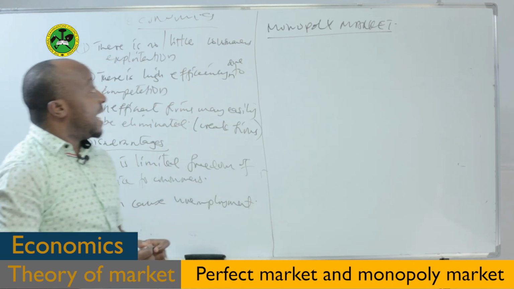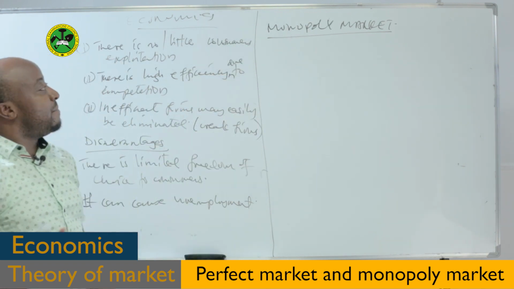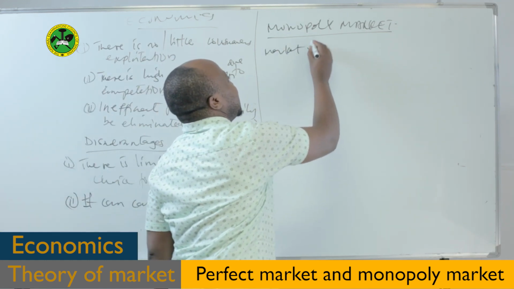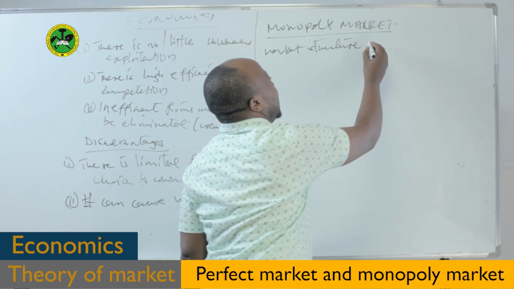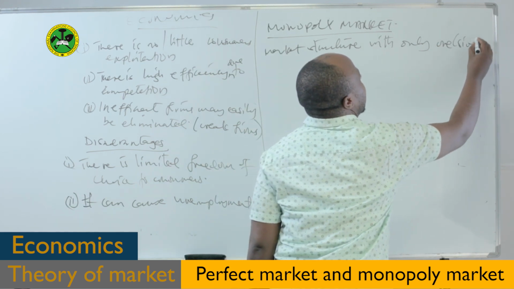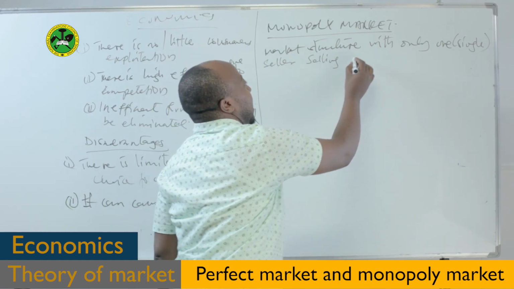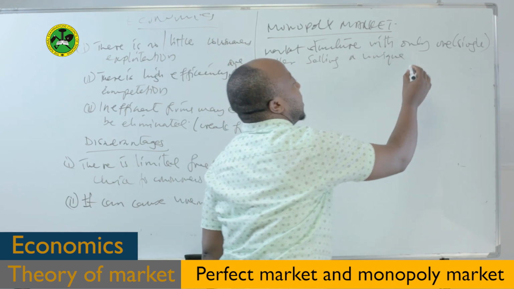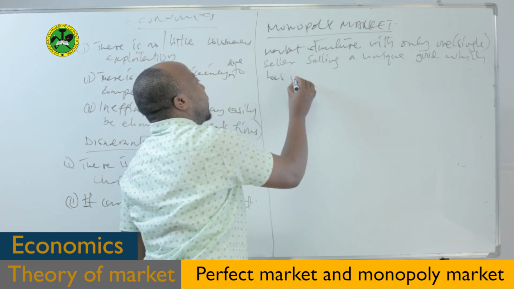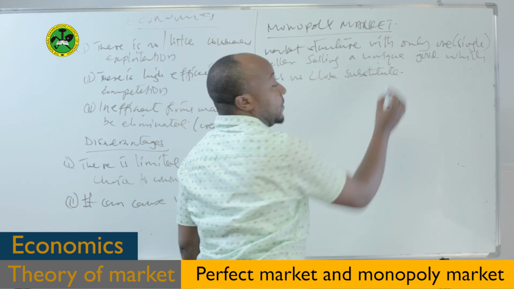Now, monopoly. Mono means one. So when we say monopoly, we say a monopoly market is a market structure with only one, or you can say a single, seller selling a unique good or service which has no close substitute. You see, that is a monopoly.